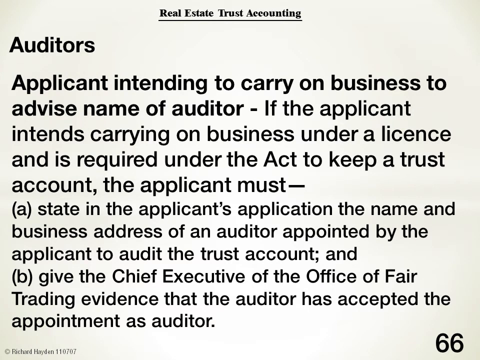Applicant intending to carry on business to advise name of auditor. If the applicant intends carrying on business under a license and is required under the Act to keep a trust account, the applicant must state in the application the name and business address of an auditor appointed by the applicant to audit the trust account and give the Chief Executive of the Office of Fair Trading evidence that the auditor has accepted the appointment as auditor.